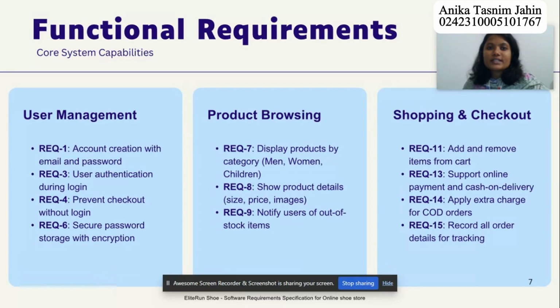Then comes shopping and checkout. Users can add or remove items from the cart, and choose either online payment or cash on delivery. For cash on delivery, an extra charge is applied. Finally, the system records all order details so that users and admins can track them later. So these functional requirements ensure that our online shoe store works smoothly for both customers and administrators.